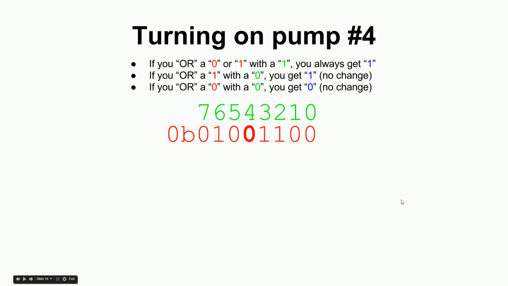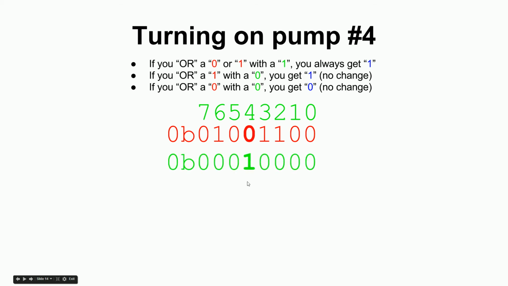So knowing this, let's turn on pump number 4. So let's say the port D currently looks like this. Pump 6 is on already, pump 3 is on, and pump 2 is on, and we want to turn on pump number 4, which is off at the moment. Well, if we look at the OR operation, we can get a 1 output from an OR operation if we put a 1 underneath here. So let's turn that on.